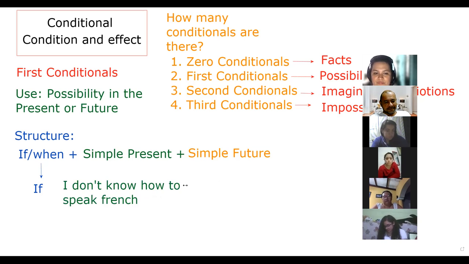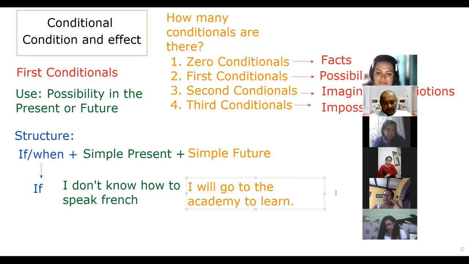Laura. I will to go to the academy to learn. All right, listen, you can never say I will to. No se puede usar will, guys, que es un modal plus to, okay? Los modales nunca llevan to. I will go to the academy to learn. Okay, very good. If I don't know how to speak English, I will go to the academy to learn, okay?